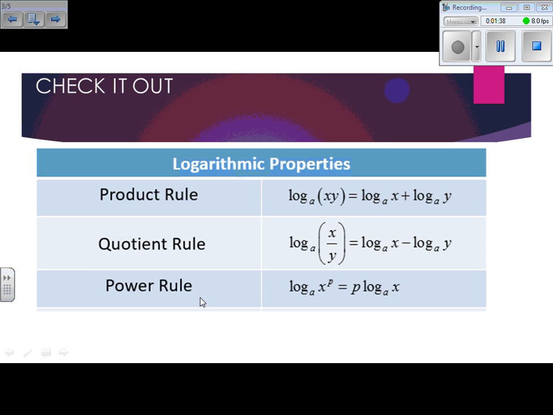And then the last rule that we're going to be looking at is the power rule. The power rule is saying I can either take care of the power first and then do the logarithm of whatever that ends up being, or I can do the logarithm of x and then multiply that by whatever the exponent was. So the exponent we can slingshot down, take the logarithm of whatever x is, and then multiply this result, whatever it happens to be, by the exponent p.